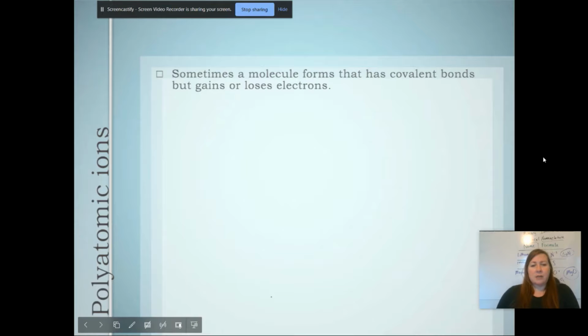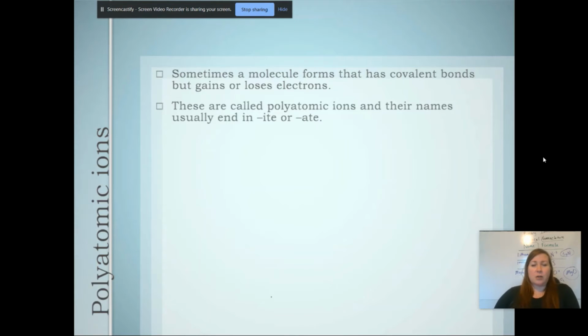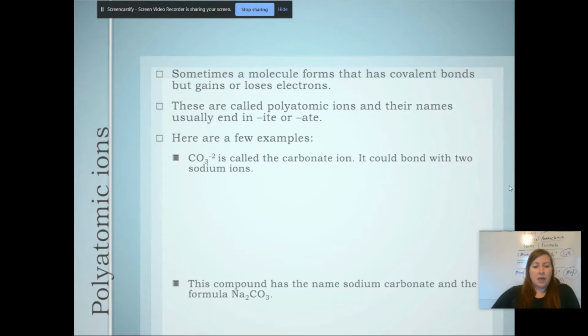Sometimes a molecule forms that has covalent bonds within it, but it gains or loses electrons, and so it has a charge, so it's an ion. These are called polyatomic ions, and their names often end in "ite" or "ate". And here's a few examples.